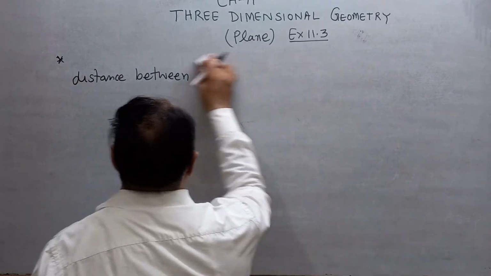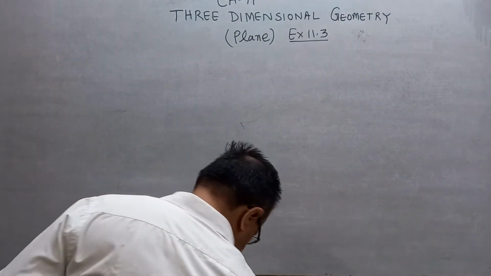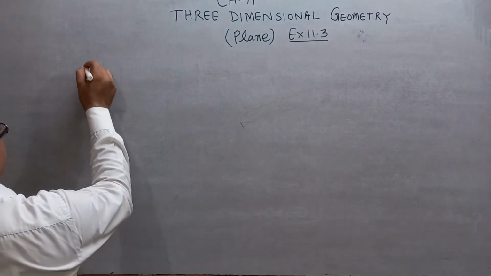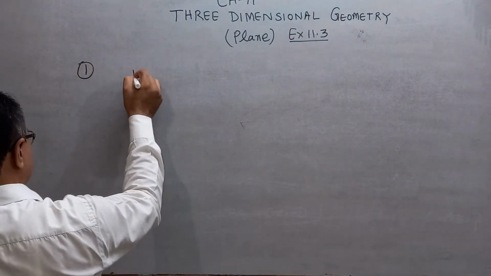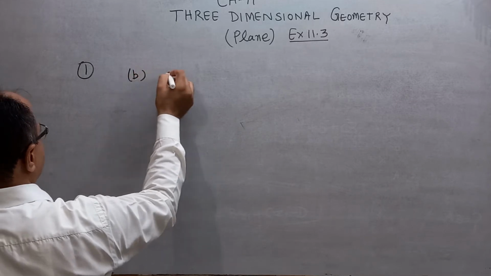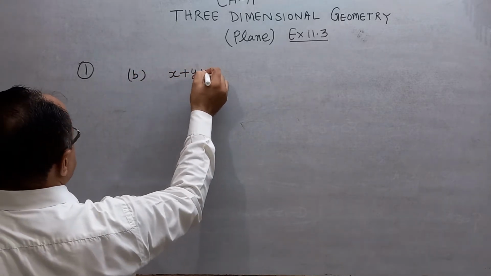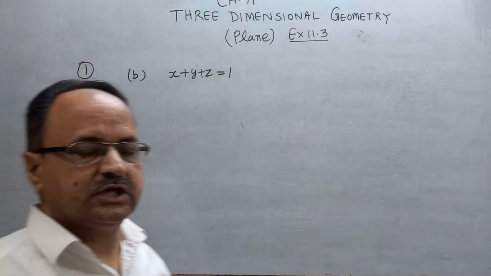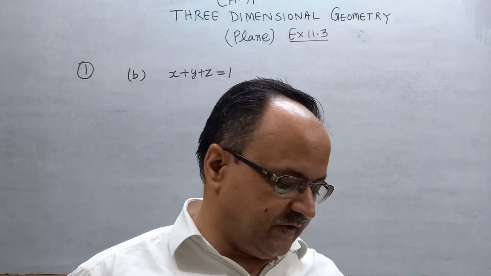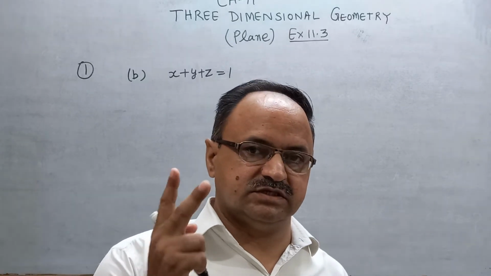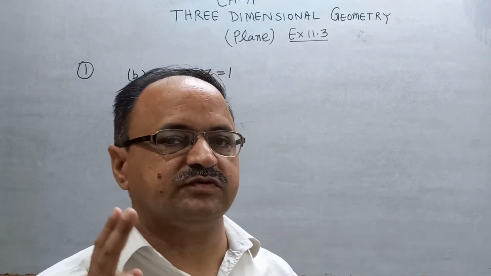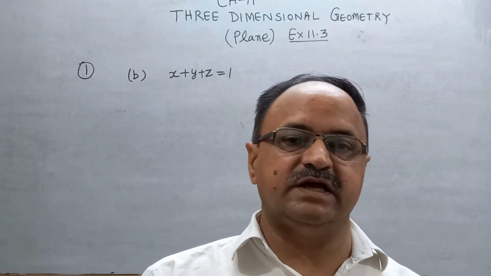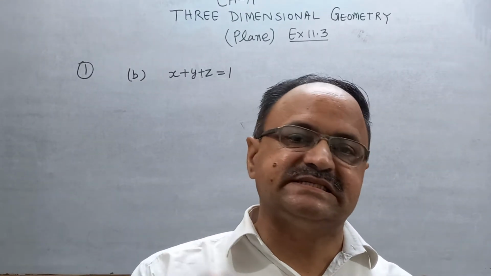Now we start exercise 11.3, question number 1, second part, B part: x plus y plus z is equal to 1. Determine the direction cosine of the normal to the plane and distance from the origin.